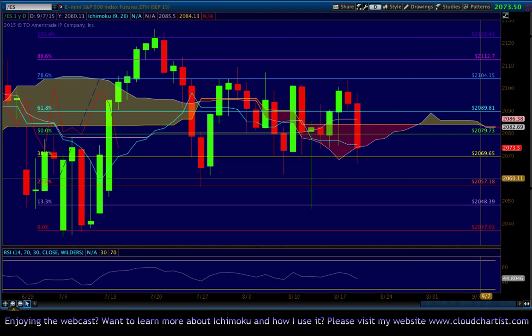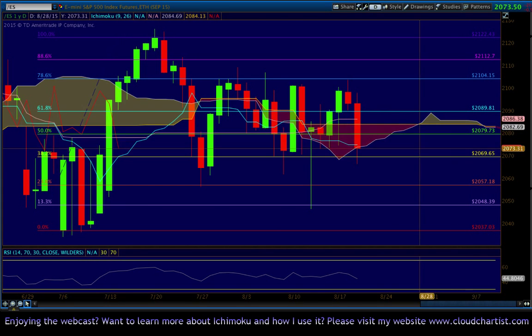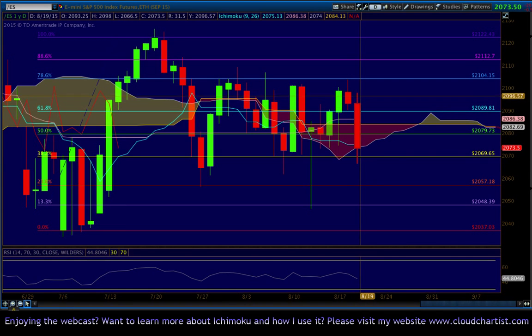I didn't look at the minutes myself, so I'm just going to look at the chart and tell you what we have going on with the chart. This is the ES. Earlier in the day, ES was bullish over the cloud, over the 61.8 on these fibs that I have drawn. And then we had some selling.